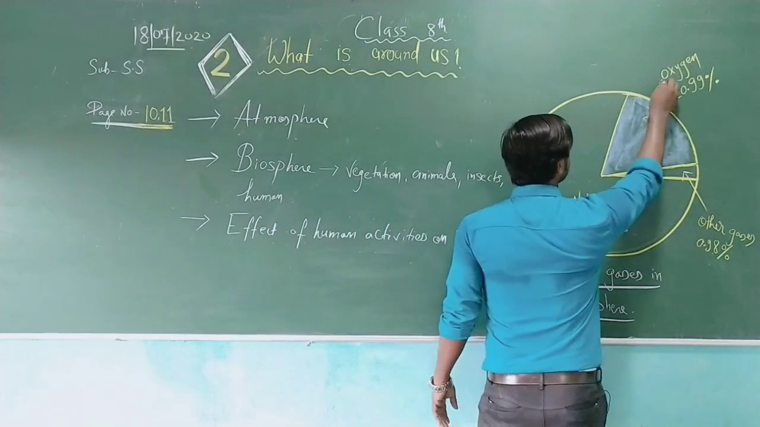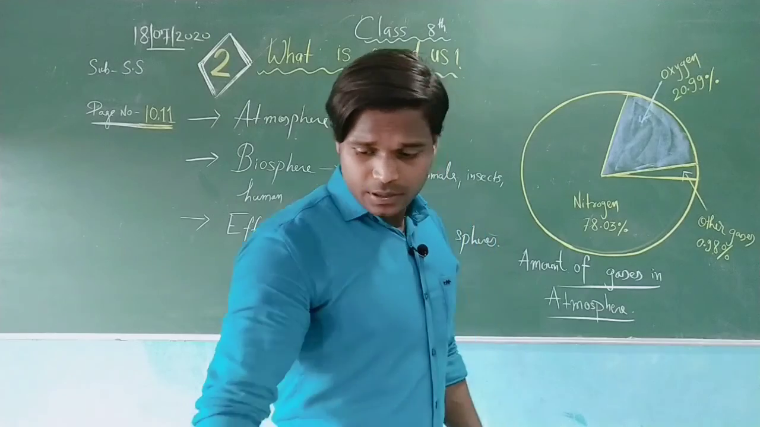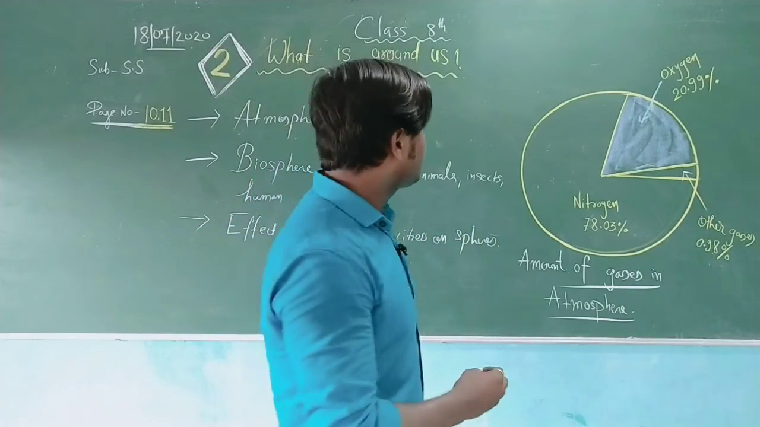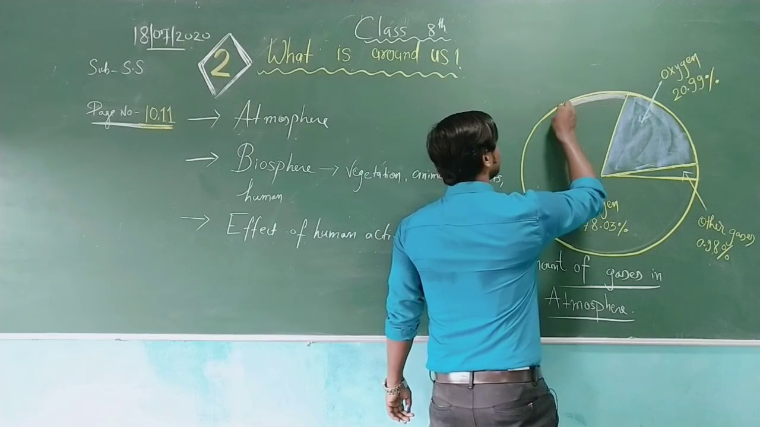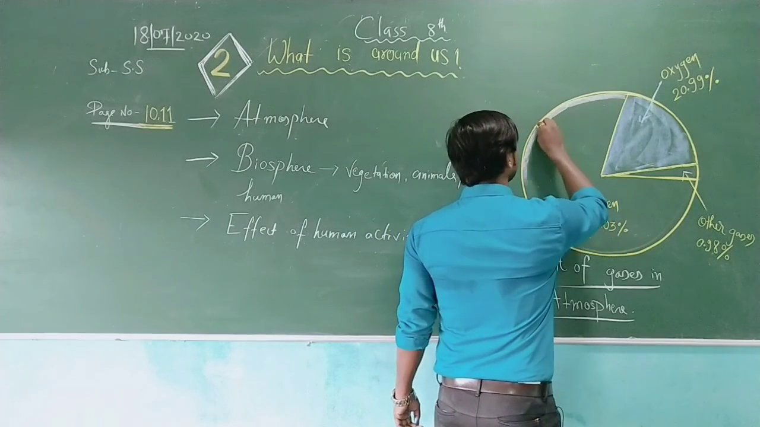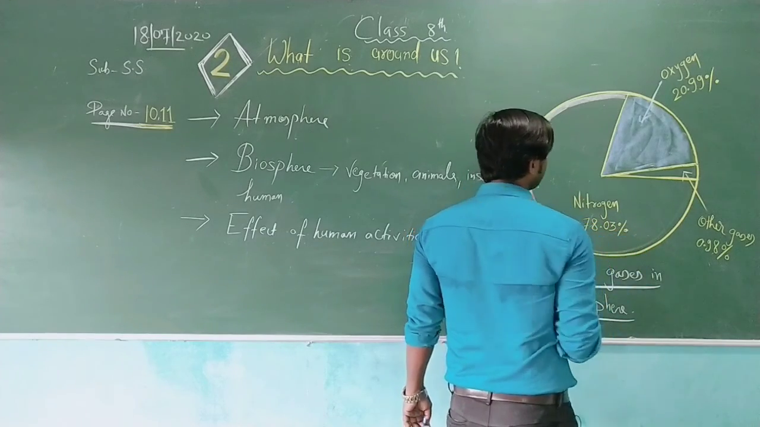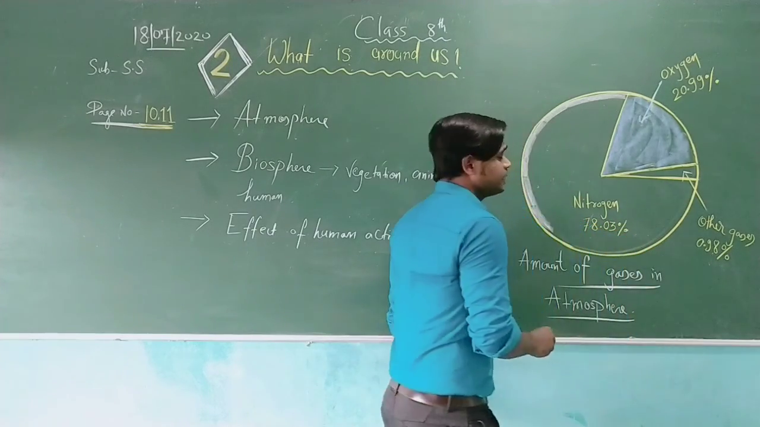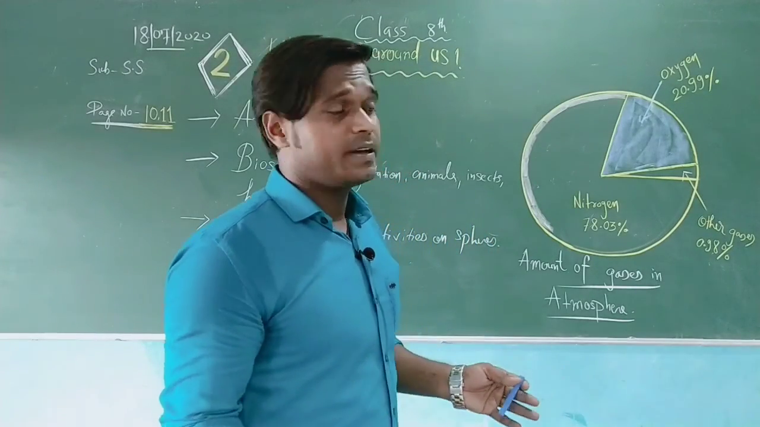If we go further into detail, let's talk about nitrogen. Nitrogen also comprises some particles of oxygen, but mostly particles of nitrogen only, and nitrogen is available at about 78% by volume.